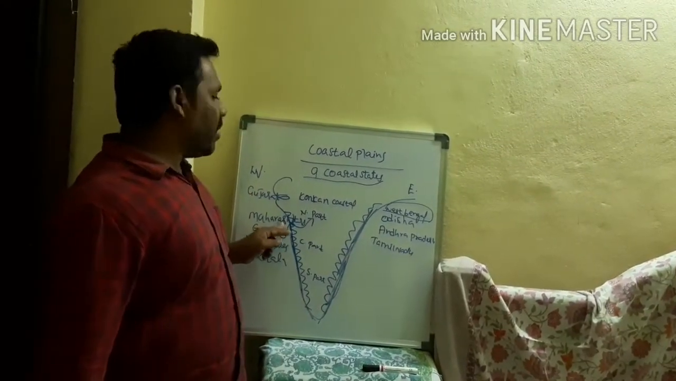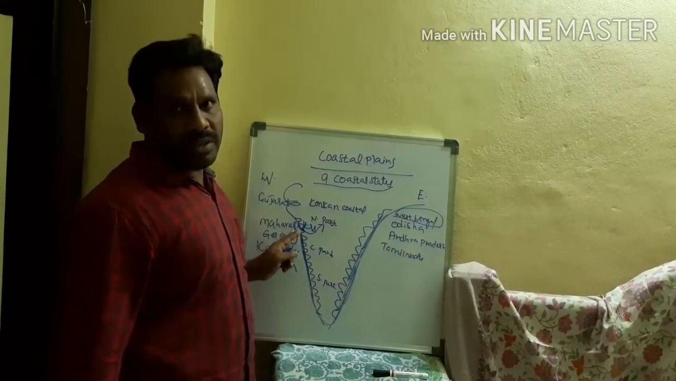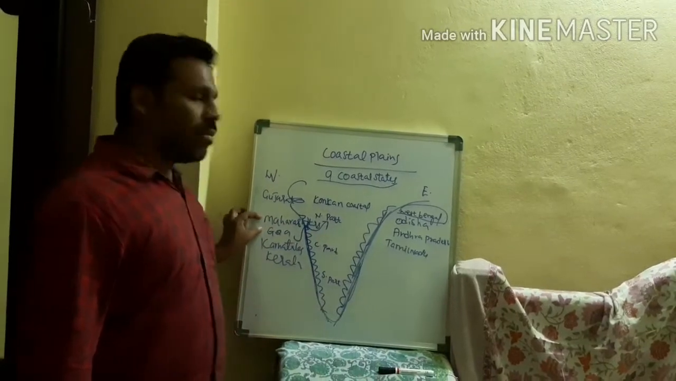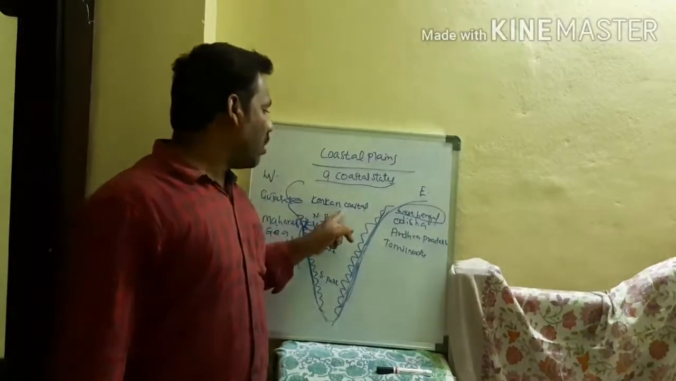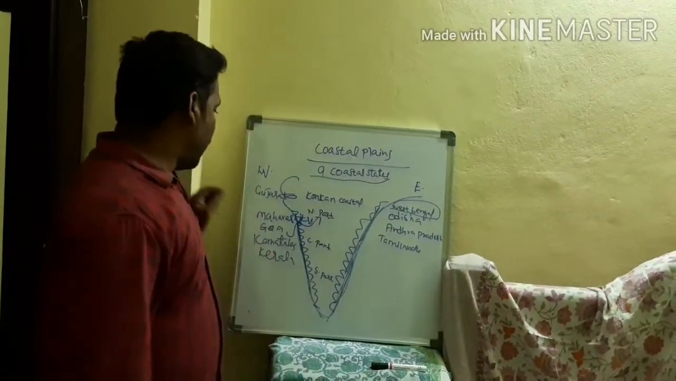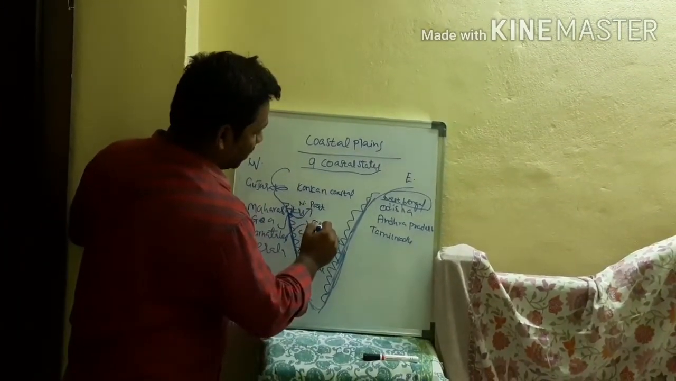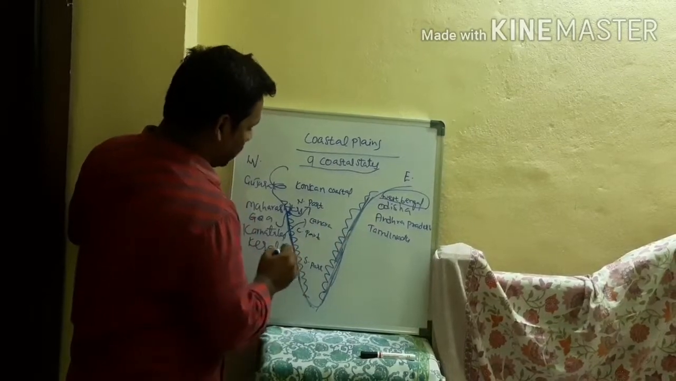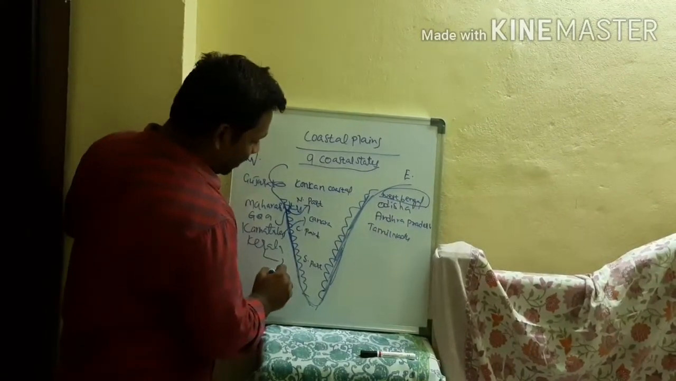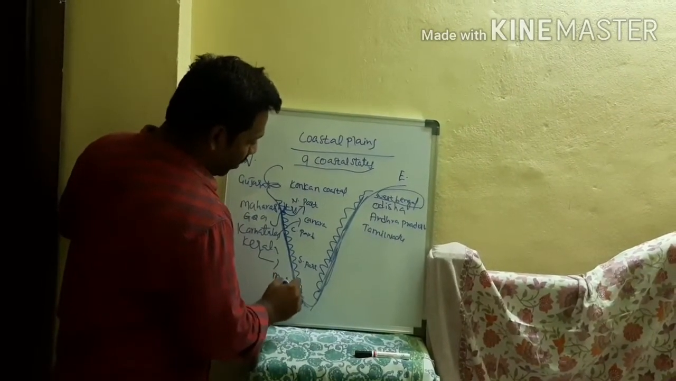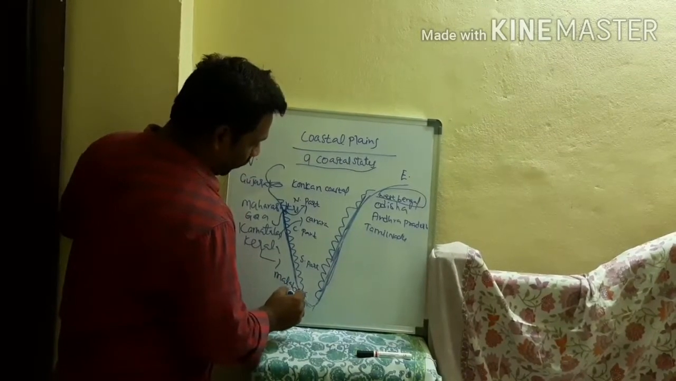Name the coastal name of Maharashtra and Goa. It is called the Konkan coast. Name the coastal name of Karnataka state. It comes as the Canara coast. Name the coastal name of Kerala state. It is called the Malabar coast.